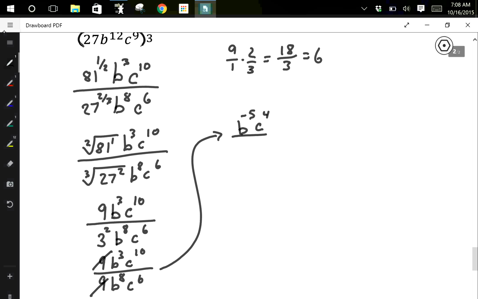Now I have a negative exponent, so that b value gets moved to the denominator. So this becomes c to the 4th in the numerator, because I don't move the c, the exponent is positive, all over b to the positive 5, because when I move the b down from the numerator to the denominator, the exponent goes from negative to positive. So all of that simplifies to c to the 4th over b to the 5th.